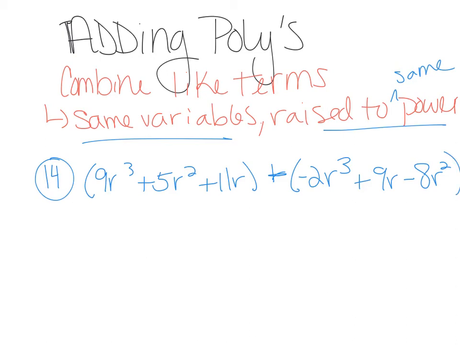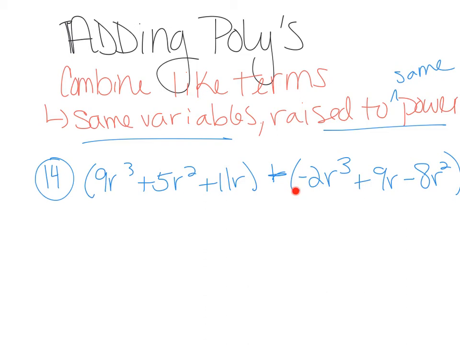So in order for us to add these two polynomials together, right now we have two different trinomials, 1, 2, 3, 1, 2, 3. We need to go through and combine like terms, and I always want to write it from the highest power down to the lowest power. So starting off here, I see 9r cubed, that's the highest power over here. And in the other polynomial, we have a negative 2r cubed.